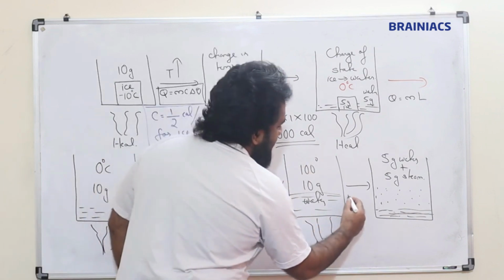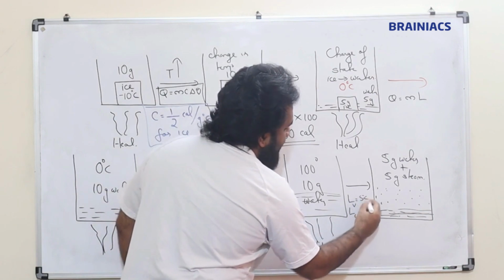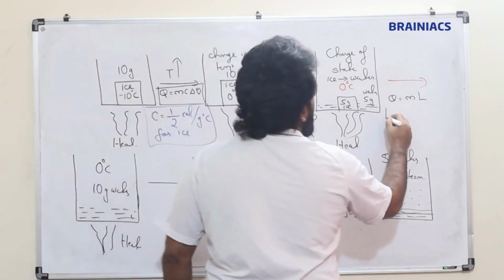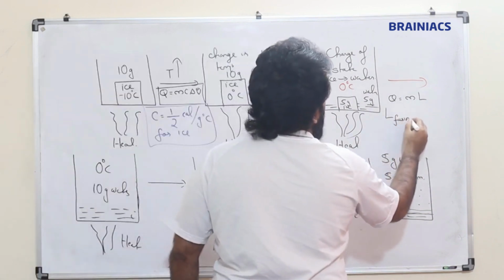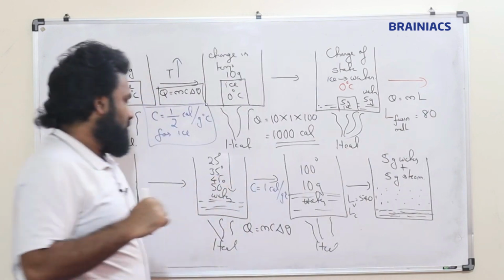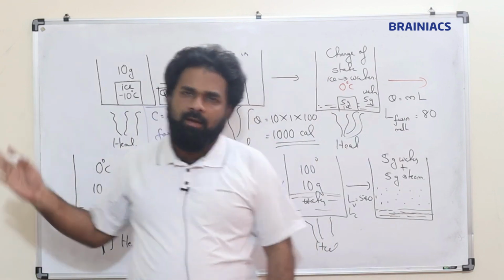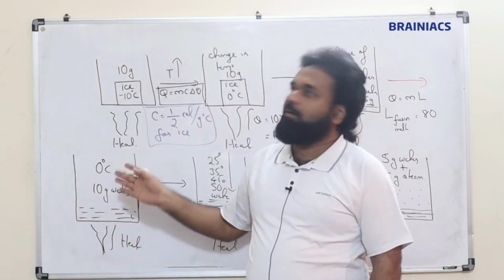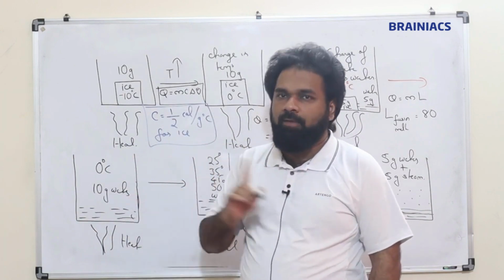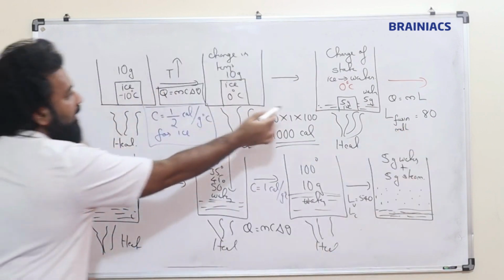The latent heat of vaporization or latent heat of condensation is 540. The latent heat of fusion or latent heat of melting is equal to how much? 80. This is 80, this is 540. I think I gave an example of converting 10 gram of ice into 10 gram of water. I think I took 540. If I have taken 540, that is wrong.